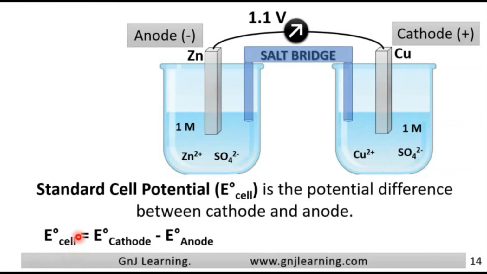So from where can I calculate this E0 cell? I can calculate E0 cell from the voltmeter, provided that they are in their standard state. Then only it is E0. If I remove the E0, then E cell means it is the electrode potential which is not in the standard state. As I said earlier, by convention, the cathode should always be placed on the right and the anode on the left.